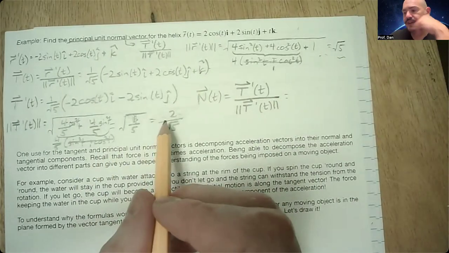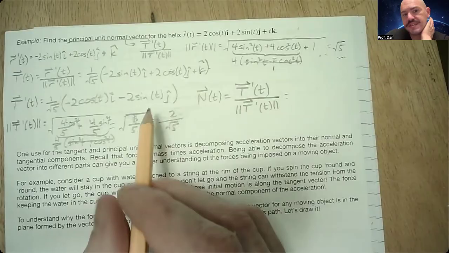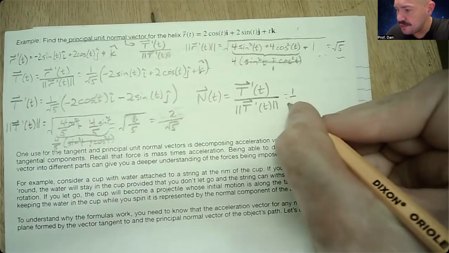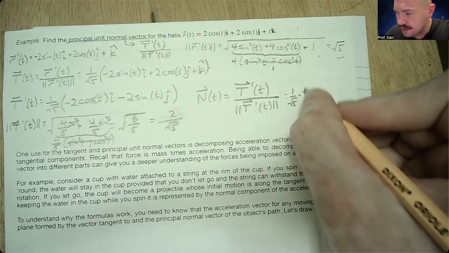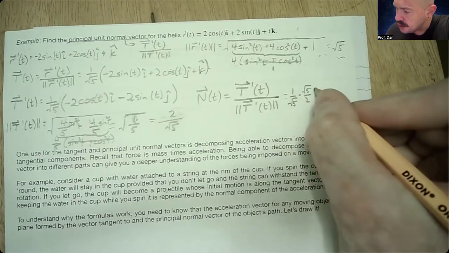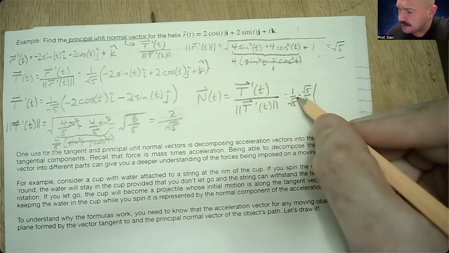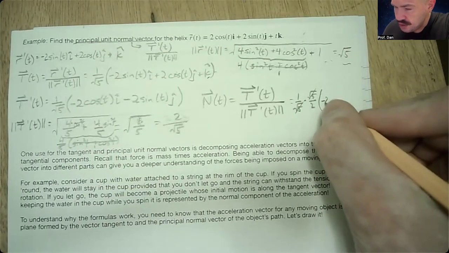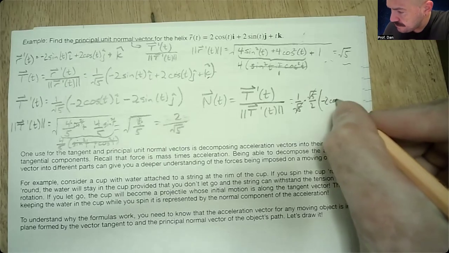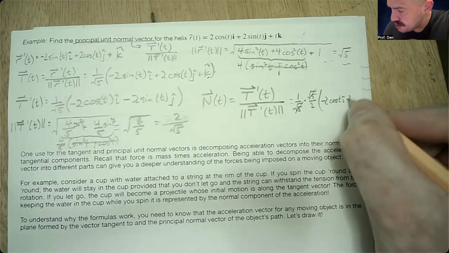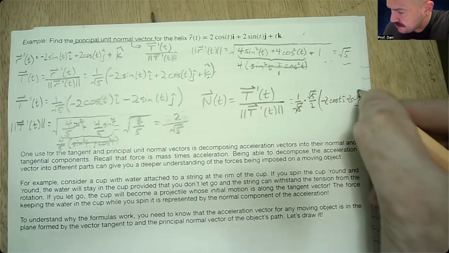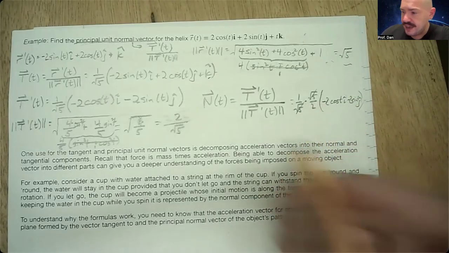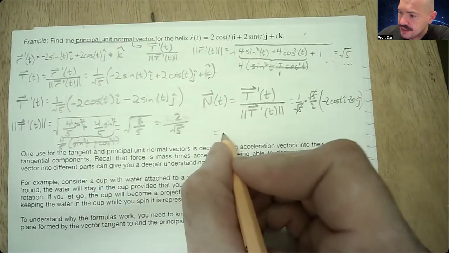Keep in mind, if I have to divide by 2 over the square root of 5, that's the same thing as multiplying by its reciprocal. So we already have 1 over the square root of 5 from earlier. If I multiply by the square root of 5 over 2, I end up getting just 1/2, right? Then we still have our minus 2 cosine t i minus 2 sine t j. Microscopic writing. Yep.